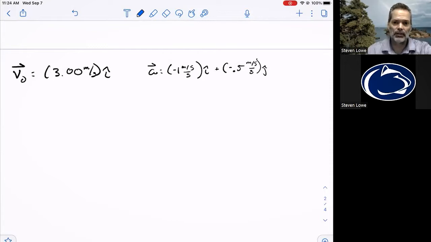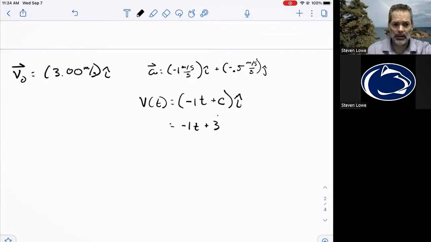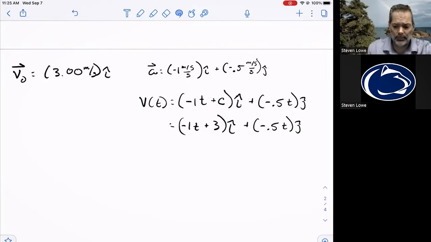So I have an acceleration function. I know that I can take the integral to get a velocity function. When I integrate -1 with respect to time, I get -1t plus a constant. And we know that that constant of integration is 3, my initial velocity. And when I integrate -0.5, I get -0.5t plus c, where c is my initial velocity in the vertical direction, but that's 0.